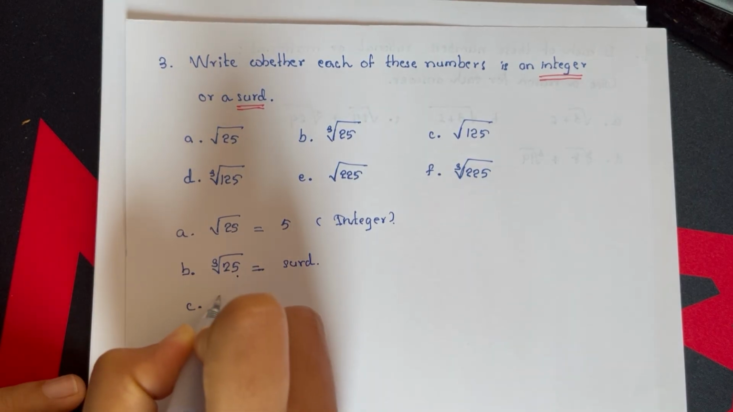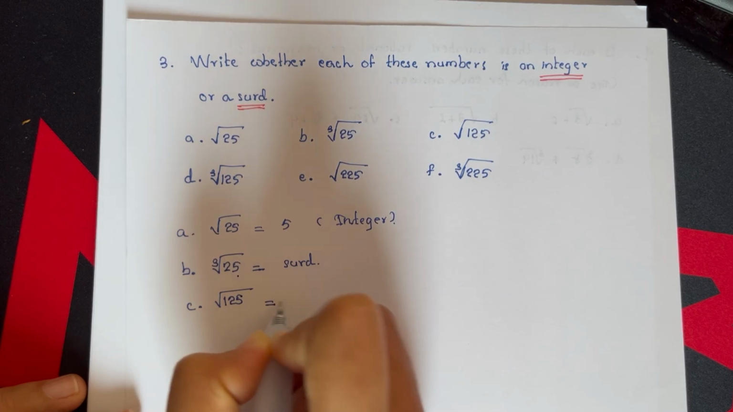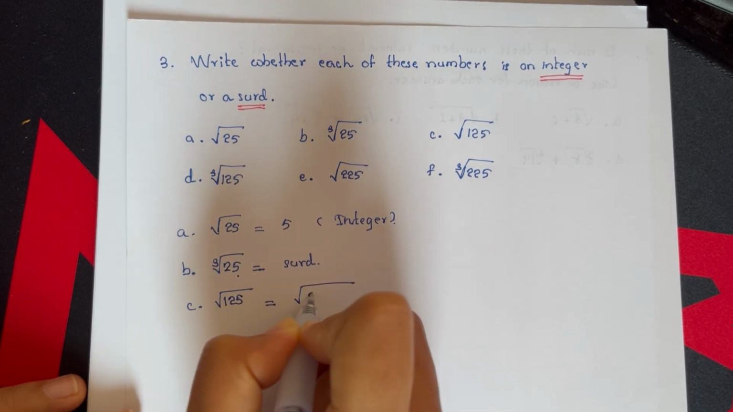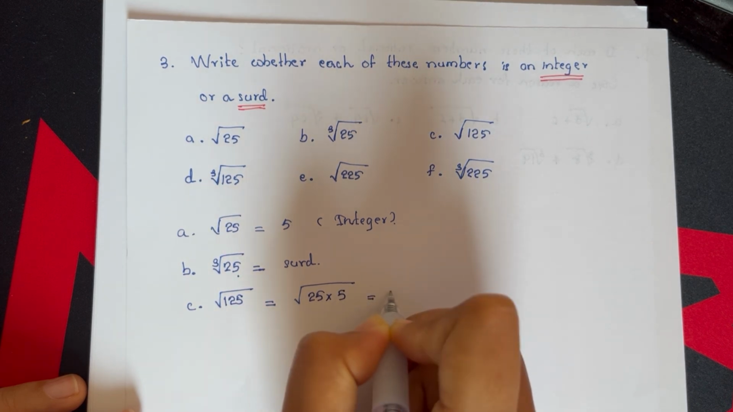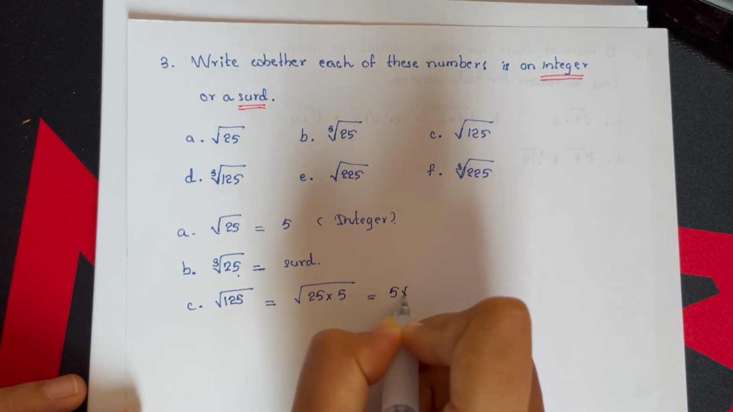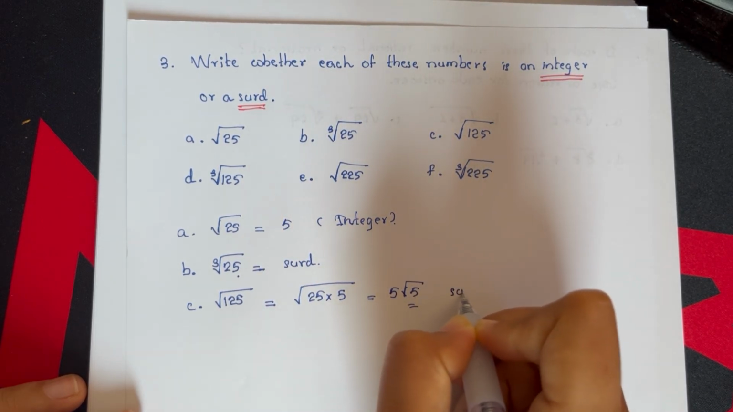And C, square root of 125. So square root of 125 means 25 times 5. So that's equal to 5 root 5. So this is a surd.